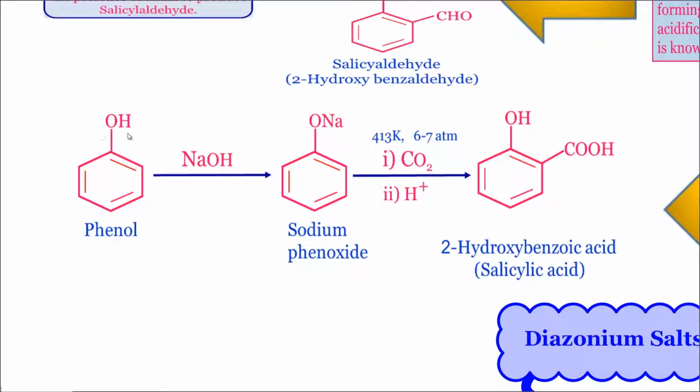Phenol, C6H5OH, treated with NaOH will end up in the formation of sodium phenoxide, C6H5ONa, through which carbon dioxide is bubbled at 413 Kelvin or 140 degrees Celsius, applying a low pressure of 6 to 7 atmospheres. It will yield the sodium salt of salicylic acid, which upon further acidification will give salicylic acid. We need not show the formation of the sodium salt of salicylic acid in the reaction equation. Straight away we can write the structure of salicylic acid.